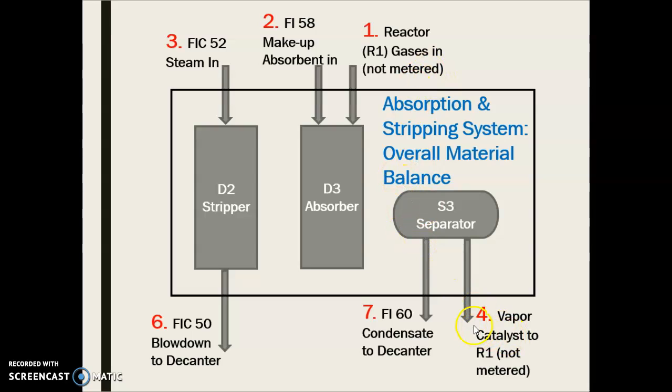Okay, number 4 is your vapor catalyst to R1, which is not metered. That's what goes back to the reactor after it's collected. And number 6 is your FIC50 blowdown to decanter. I think I've numbered these incorrectly. Sorry about that. And then number 7 is your FI60 condensate to decanter.